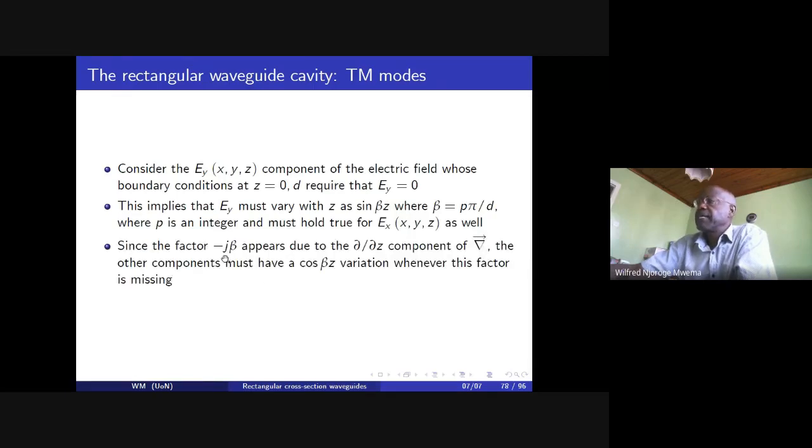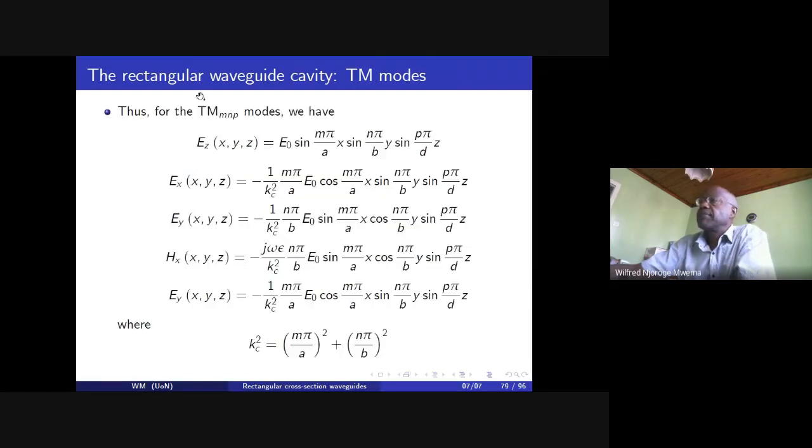Since the factor minus j beta appears due to the derivative with respect to z in the component of the del operator, the other components must have the cosine of beta z variation whenever this factor is missing. And thus, for the TMmnp modes, we then have the components having that kind of weird mathematical value, where kc squared is defined as (m pi by a) squared plus (n pi by b) squared, just like in the normal waveguide. The others are just applying the values of p.